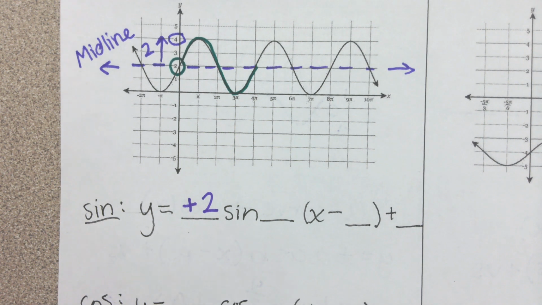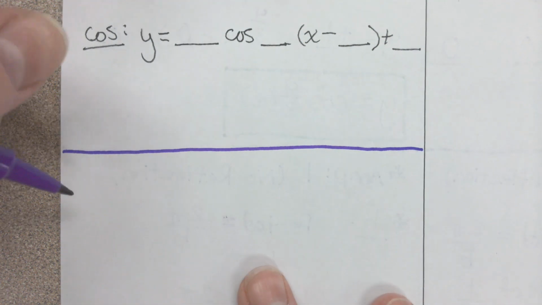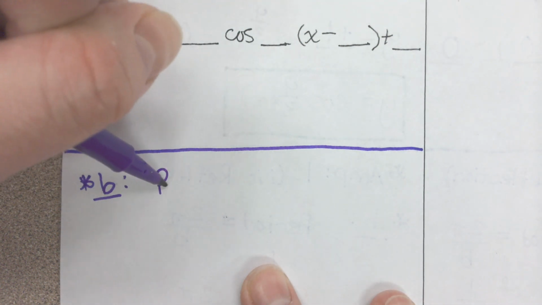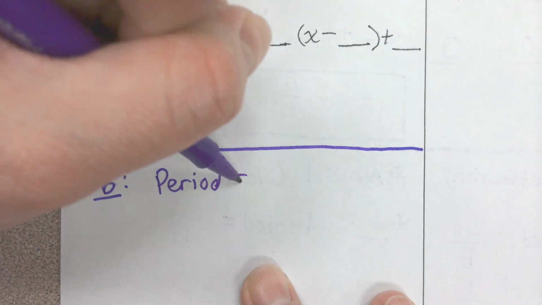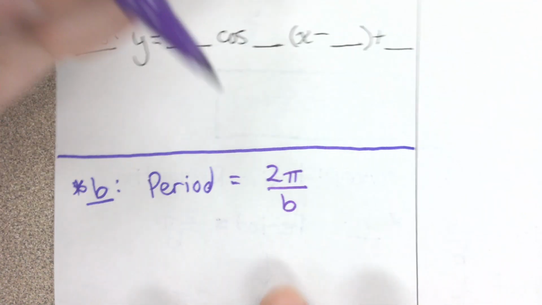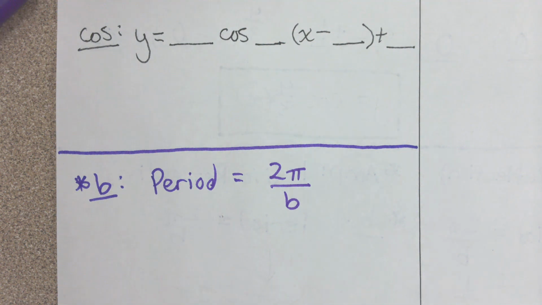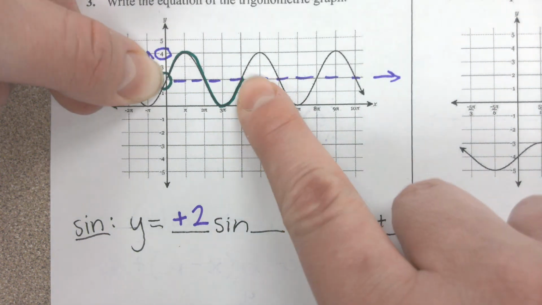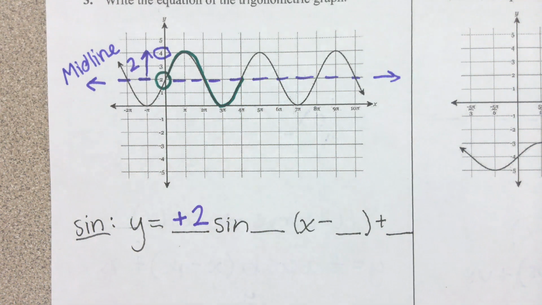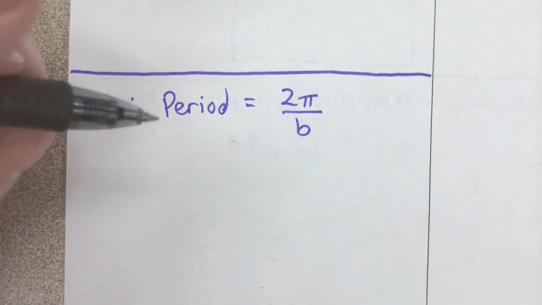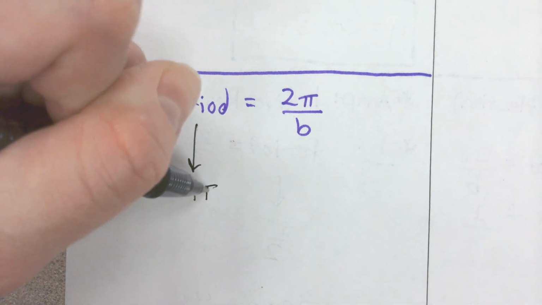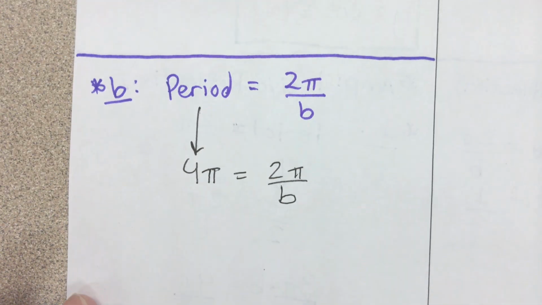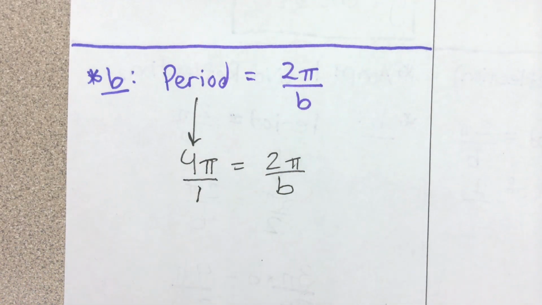Next, the B value. I'm going to come down here for that. We need our formula, period is equal to 2 pi over b. And let me go back up to the graph to see what the period is. Going from 0 to 4 pi, so 4 pi in length. We have 4 pi is equal to 2 pi over b. I'll put the 4 pi over 1 for the cross multiplying.